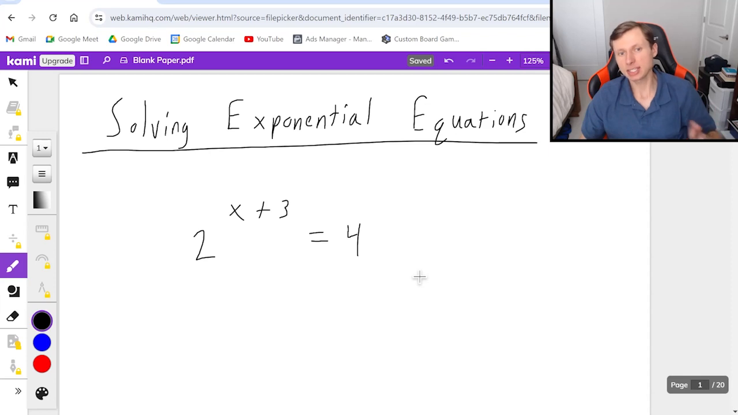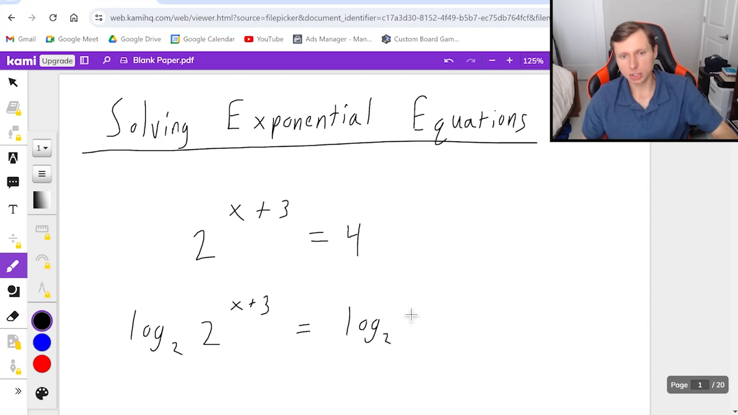If you want to get x out of the exponent, the only way you can do that is with a logarithm because it's the opposite of an exponential. So in other words, I'm going to take log base 2 of 2 to the x plus 3, and whatever I do to the left side, I have to do to the right side, so I'm taking log base 2 of 4 as well. And hopefully you're good with your logarithms. If not, I have a video on that, you can check it out.